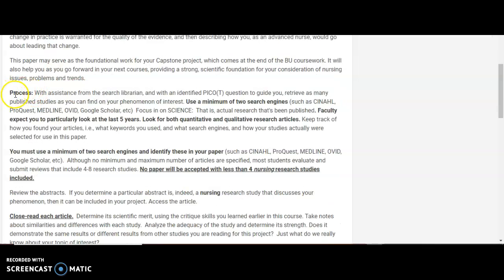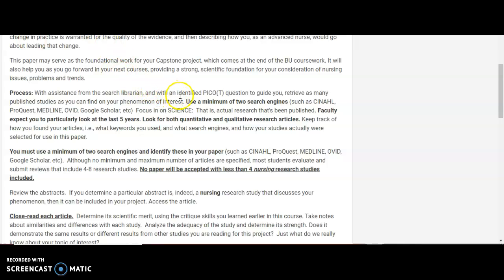So let's look a little bit at the process. You'll notice after process it says with the assistance from the search librarian. So you may need to reach out to a librarian to assist you with your literature search for this assignment, but you'll also notice that I posted a video about how to do a library search, and that may be helpful as well.